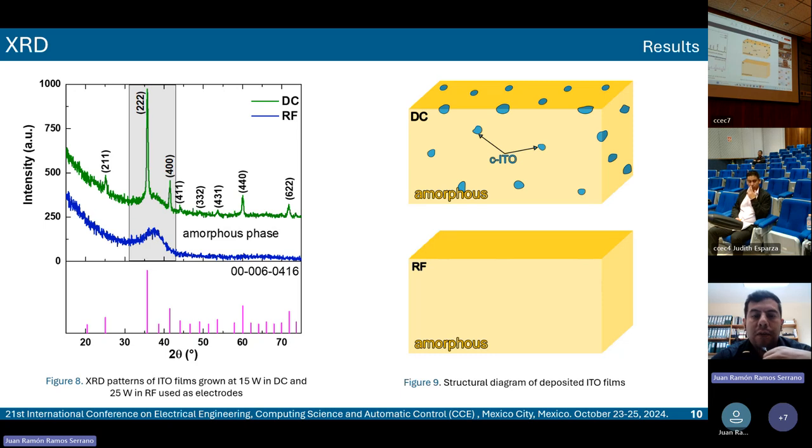Although the DC deposited films show a crystalline fraction, their properties do not show a significant improvement compared to the RF deposited film. This may be related to a very low fraction of crystalline material, so the electro-optical properties of the films are defined by the properties of the amorphous fraction.